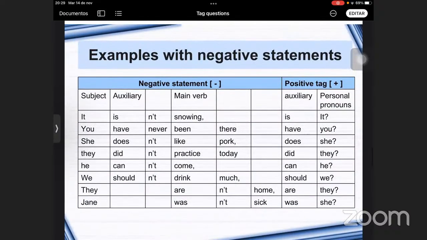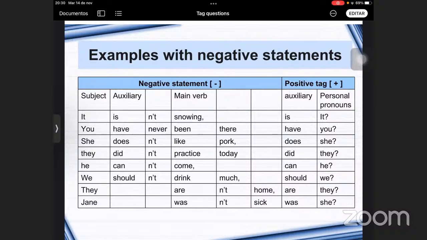Okay, now, let's start with a negative sentence, and the mini question ends in positive. Now, we can say that we interchange, okay? Example 1: it isn't snowy, is it? Can you see? When you have a negative sentence at the beginning, the tag question ends in positive.